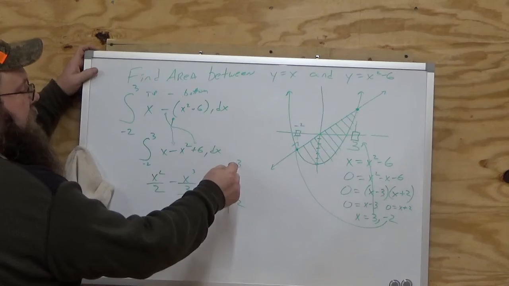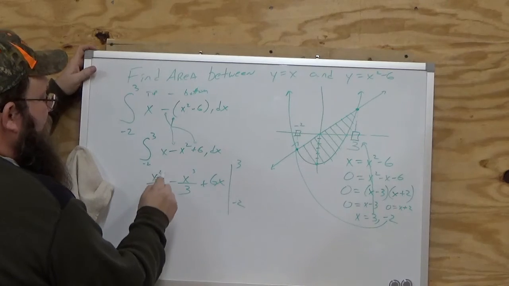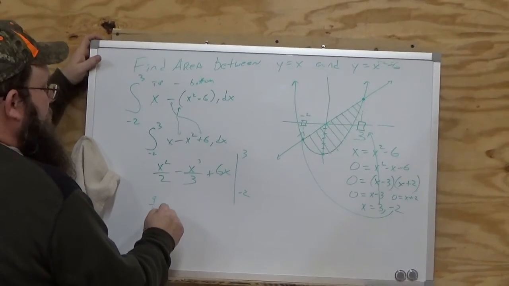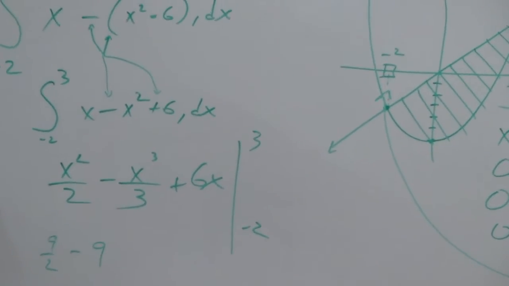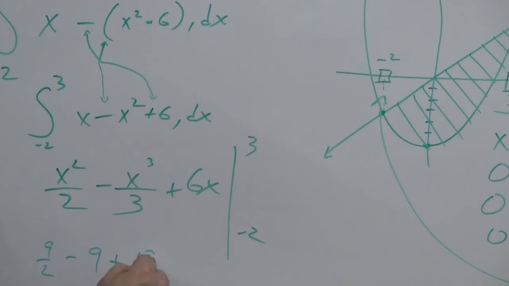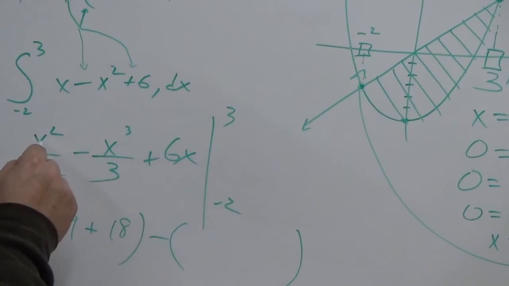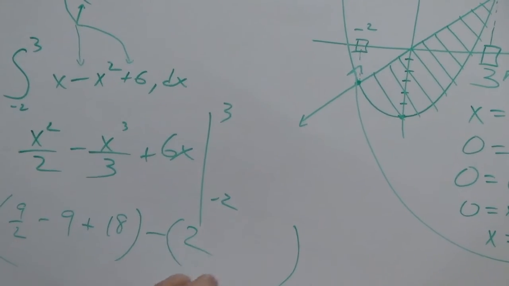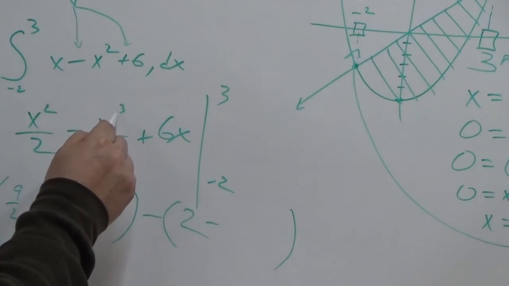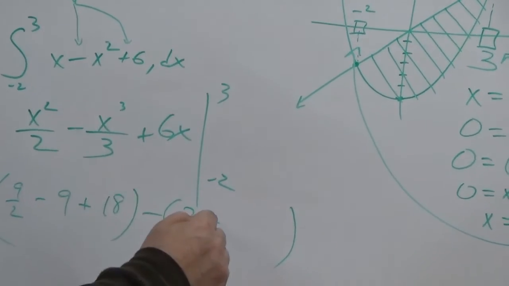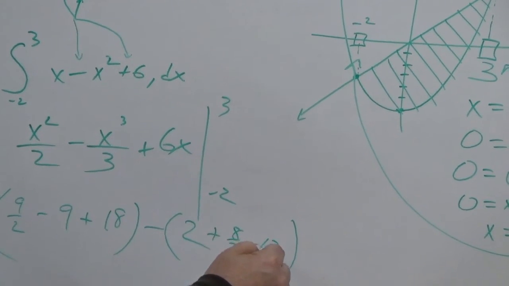Let's plug in. Remember, we're going to plug in the top. It's going to be top minus bottom again, just like up there. So plug in the 3: 3 squared is 9, so we get 9 halves. Minus 3 cubed is 27, 27 over 3 is a whole 9. 6 times 3, 18. Wrap it up in a parenthesis. Over here, negative 2. Be careful of the negative. Negative 2 squared is 4, 4 over 2 is 2. Minus, be careful of that negative, minus 2 cubed is minus 8. That's going to make this plus 8 thirds. 6 times negative 2, minus 12.